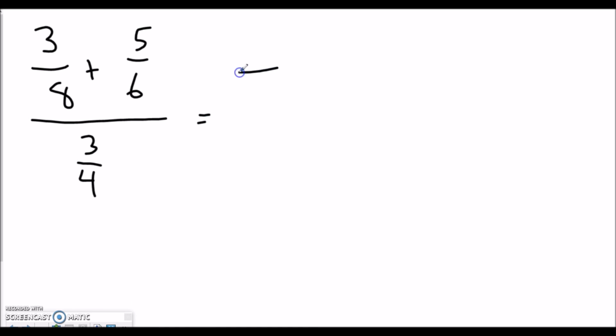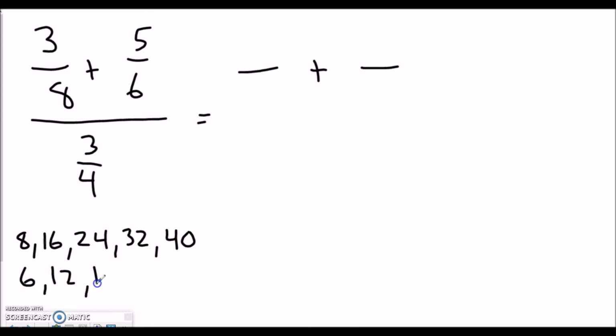One way is how we've been doing it. We're going to get a common denominator of 8 and 6, and we should see that that's 24. And if we don't, we can list our multiples. 8 times 1, 2, 3, 4, 5. 6 times 1, 2, 3, 4, 5. And look for something in both lists, and that would be 24.